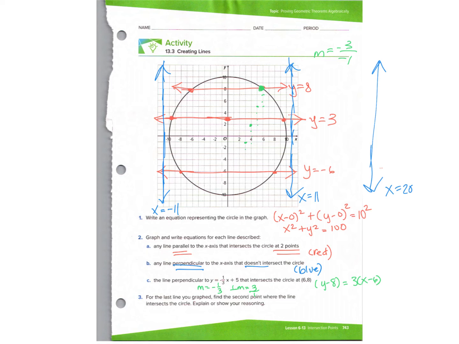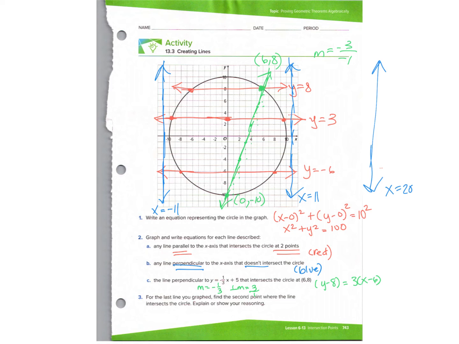I want to get a really good line, because if you look at the next question, it's asking us, where does this intersect the circle? So I wanted this point right here. So that's why I didn't just draw a couple points and then sketch the line. I wanted to know right here, it looks like it intersects at 0, negative 10. And I wanted that point. It also looks like it intersects at 6, 8. So it says, for the last line you graph, find the second point where it intersects. Explain or show your reasoning.